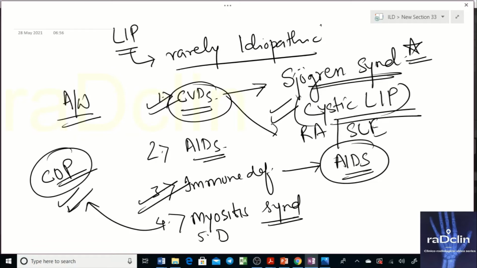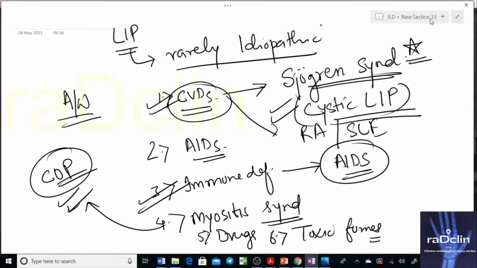Now, the remaining causes are like drugs and toxic fumes. But more important to understand are these only: collagen vascular disease, autoimmune disease, immunodeficiency. These are the causes to which it is related. There are other causes also, a few rare causes. But it is rarely idiopathic. That is the more important point.